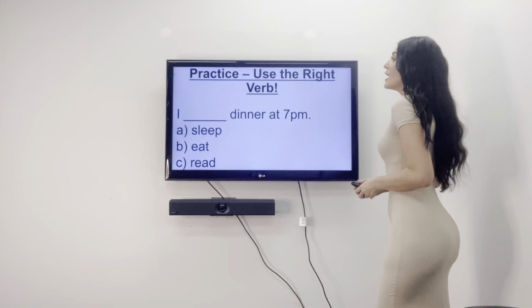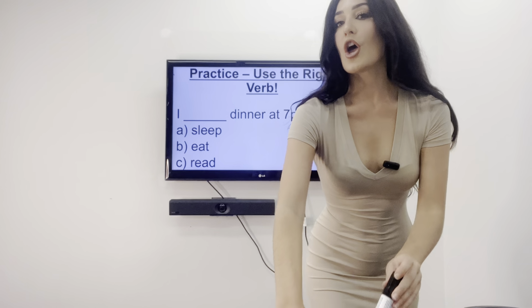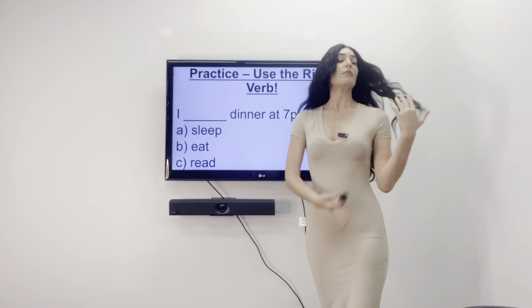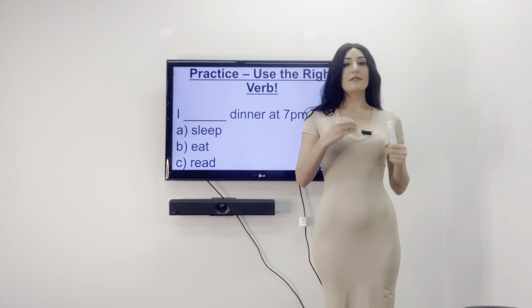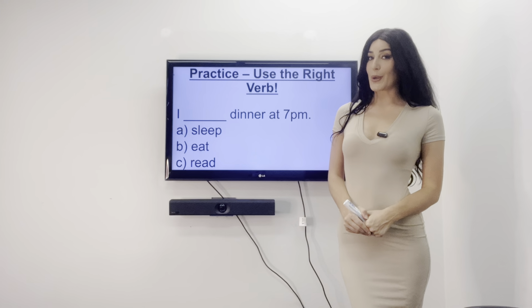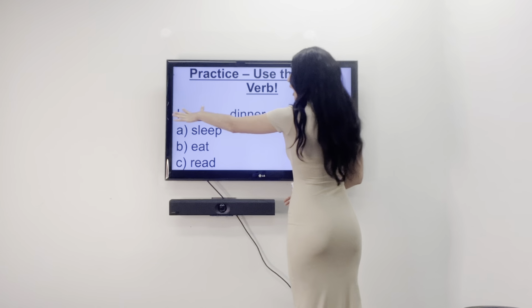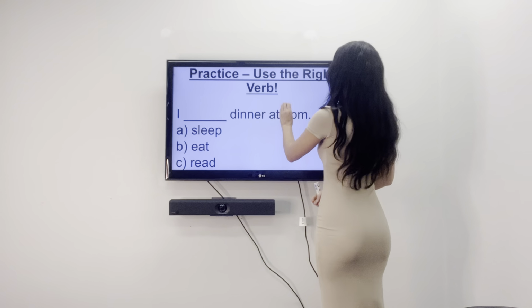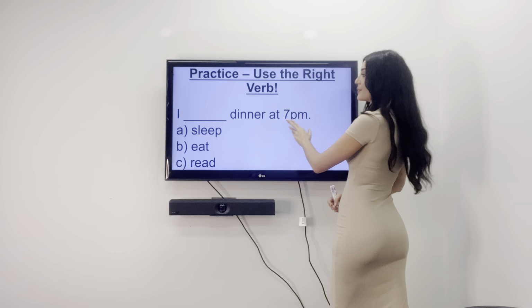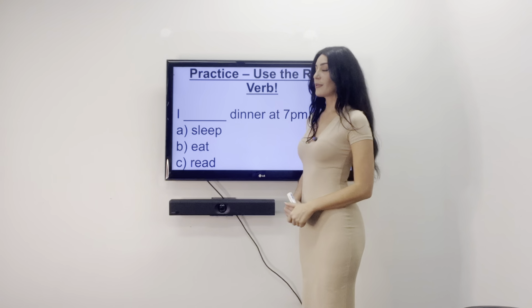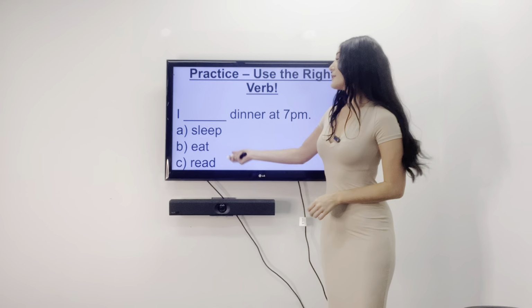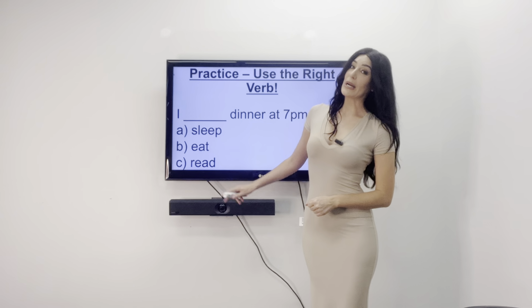Okay, let's move on. Let's have a practice using the right verb. So, which would be the most appropriate verb to use in this sentence? Now, I'm giving you multiple choice here. So, I blank dinner at 7 p.m. Sorry, dinner. Sorry, my Australian accent. It's not dinner, dinner, okay? I blank dinner at 7 p.m. Now, your options are sleep, eat, or read.